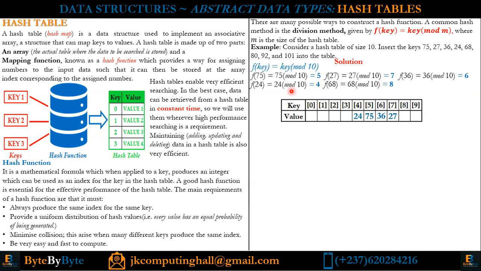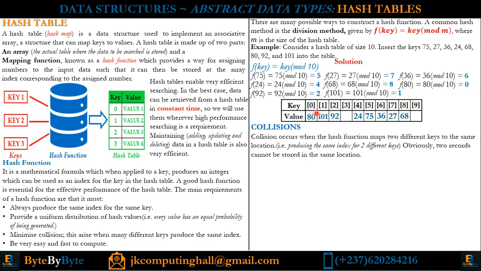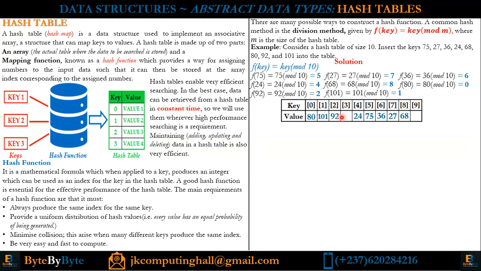68 mod 10 is 8. That's where 68 will be stored. 80 mod 10 is 0. 92 mod 10 is 2. 101 mod 10 is 1. So that's where 101 is going to be stored. So for these different values, if you are to insert them in a hash table, this is how our hash table is going to be. And we see that index 3 and 9 are going to be empty.